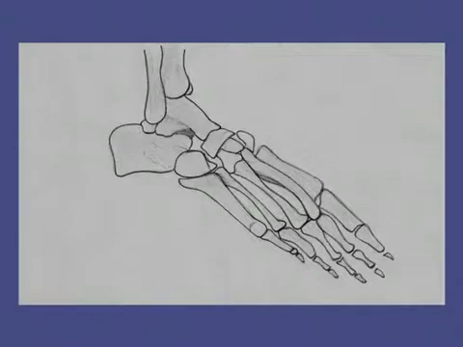Now there are two conditions. Once we discuss the arches, there are two different conditions we have to discuss. The first one is pes planus and the second one is pes cavus. Pes planus is commonly known as flat foot. It is actually a dropped arch. A dropped medial longitudinal arch is called pes planus or flat foot.